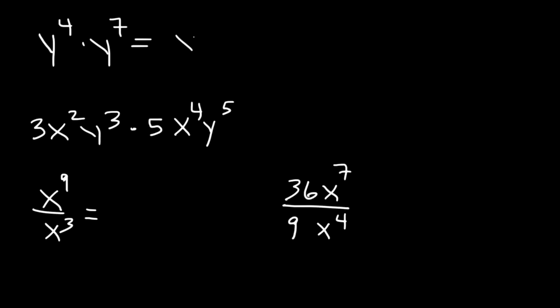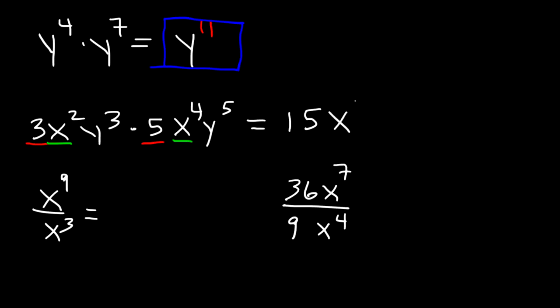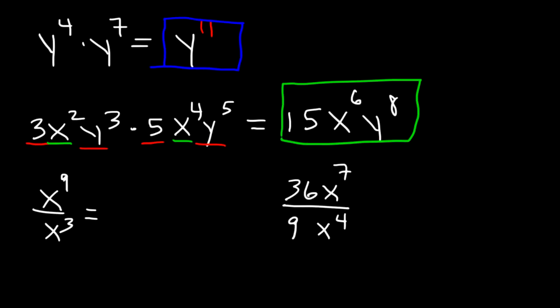So let's start with the first one. 4 plus 7 is 11. So the answer is just y raised to the 11th power. Now for the second one, the first thing you want to do is multiply 3 and 5. 3 times 5 is 15. Next, multiply the x variables. X squared times x to the 4th. They're common bases, so we can add the exponents. 2 plus 4 is 6. So it's x to the 6. And then y cubed times y to the 5th power is y to the 8th power. So that's the answer. 15x to the 6, y to the 8th.